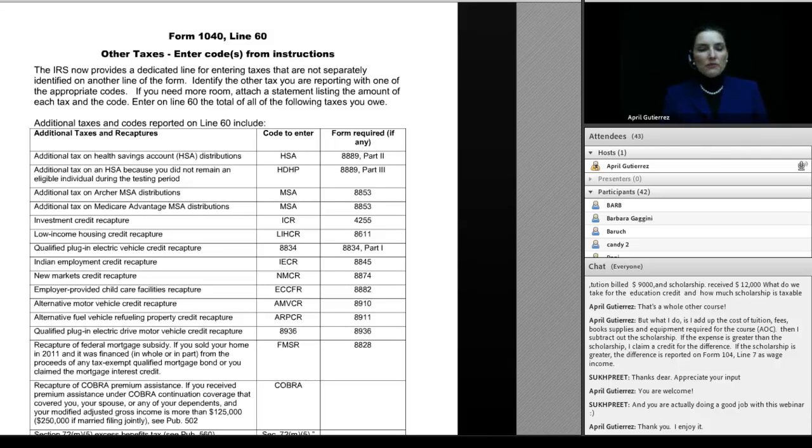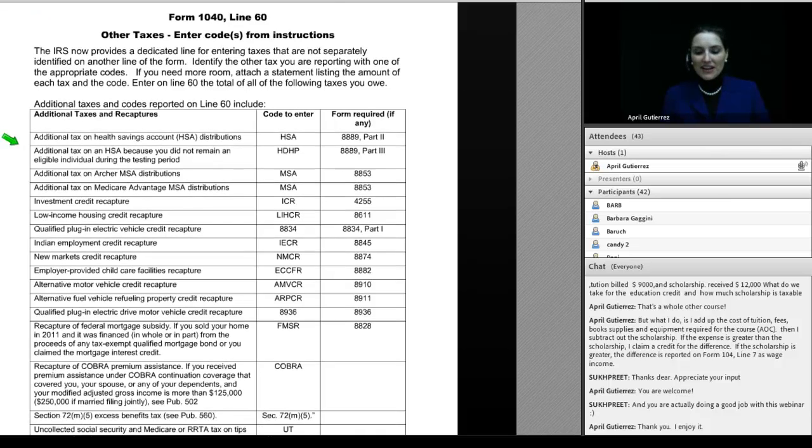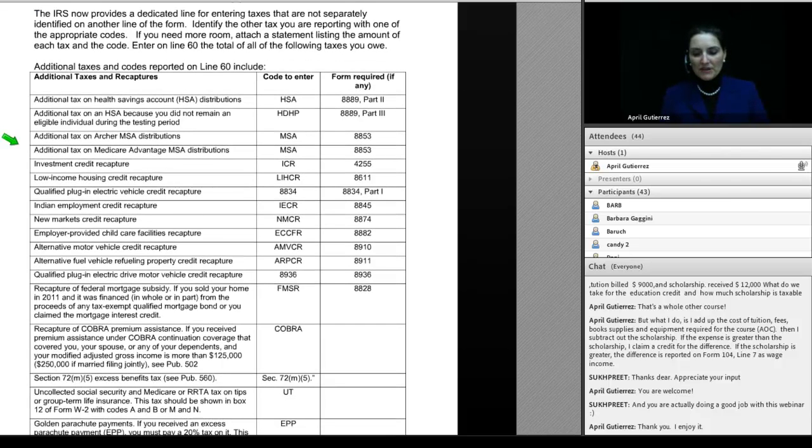Form 1040, line 60. Remember at the start of class I told you that the IRS has introduced a new line on the back page of the 1040 to enter all of those other taxes that are out there? I found it quite interesting when I went to create a table of all of those extra taxes, because they had them all in bullet form, and I thought it would be easier to absorb them if they were on a table, so I created a table for you and stuck them all in there.